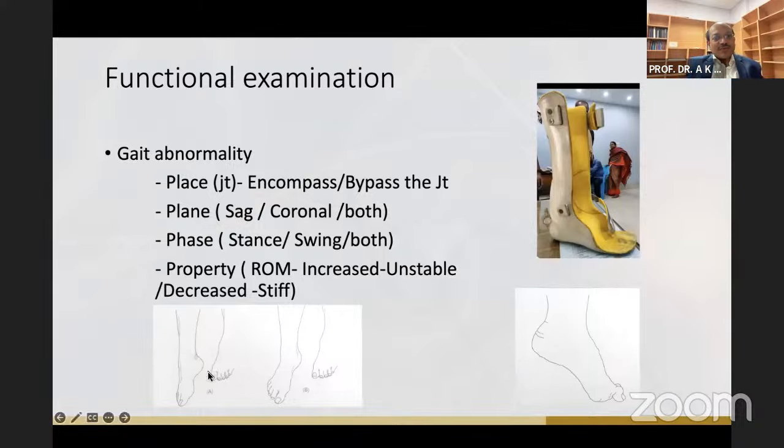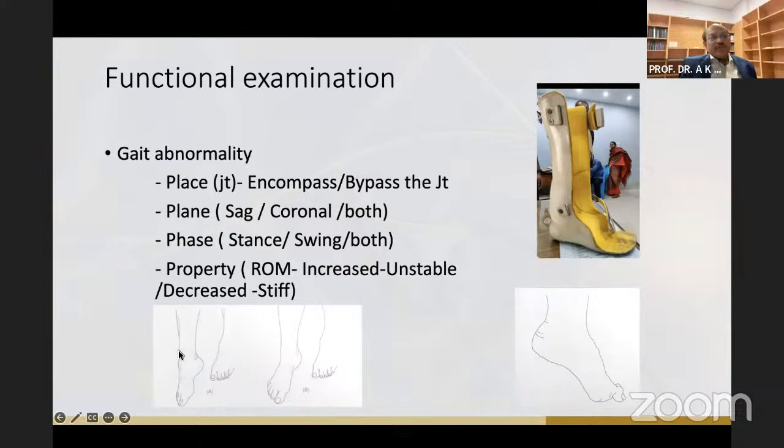Next, suppose the heel also appears to be deviated inward. That means the subtalar joint is also involved, that means it is inverted. So in which plane is it abnormal? The ankle joint and subtalar joint both are involved. The ankle joint movement occurs in the sagittal plane, whereas the subtalar joint inversion occurs in the coronal plane. So it may be a sagittal abnormality, a coronal plane abnormality, or a both plane abnormality. Suppose this figure looks like a both plane abnormality.